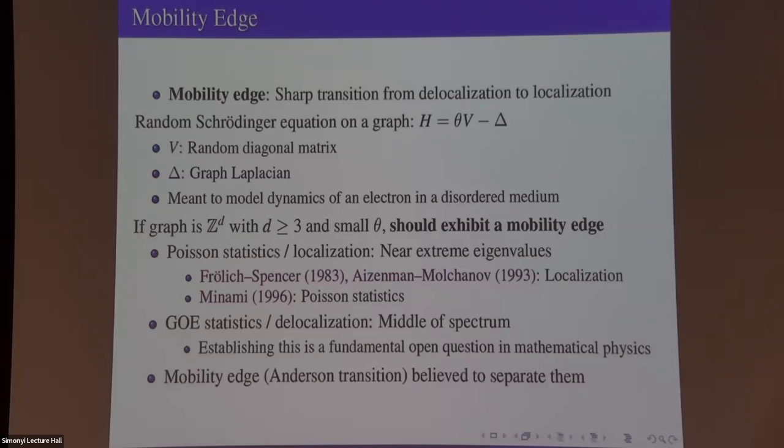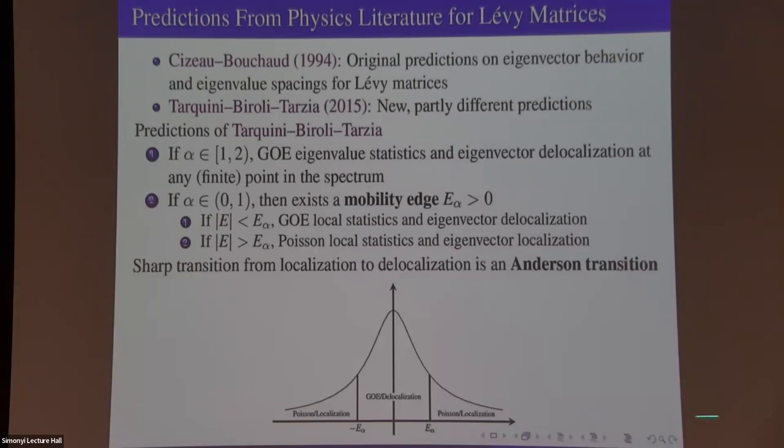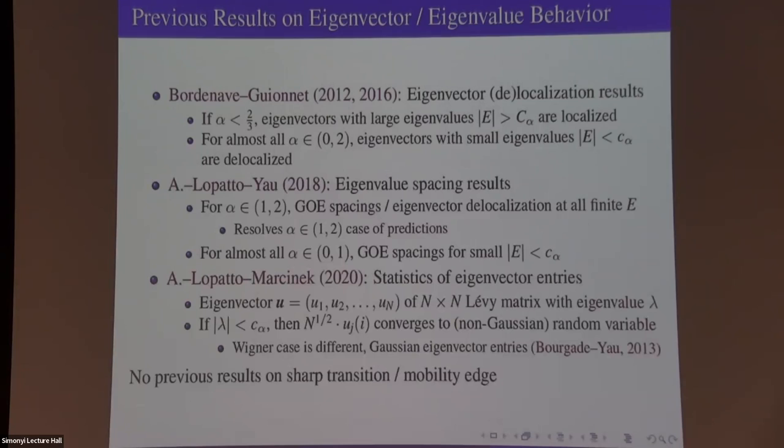Okay, so if the graph is, say, Z^D and D is at least 3, then if the strength of the noise, this theta, is sufficiently small, you should exhibit a mobility edge. So near the extreme eigenvalues, you should have Poisson statistics and localization, kind of the analog of what you see here. Near the extreme ones, you should have localization and Poisson.